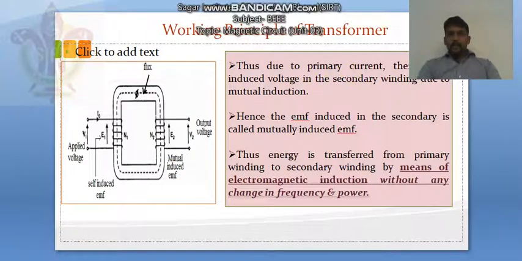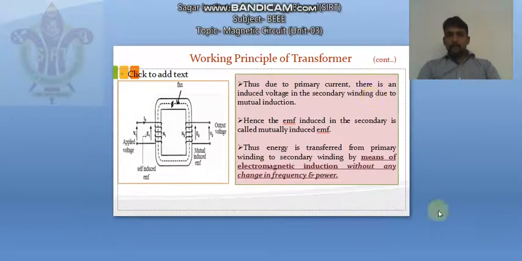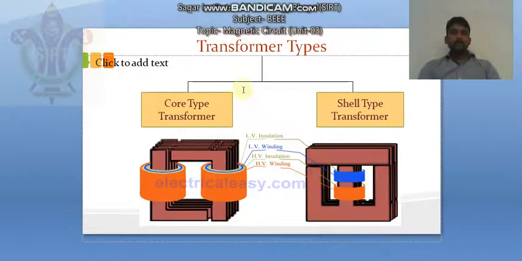Due to the primary current, there is an induced voltage in the secondary winding due to mutual induction. Hence, the EMF induced in the secondary is called mutual induced EMF. Thus, energy is transferred from primary winding to secondary winding by means of electromagnetic induction without any change in frequency or power.